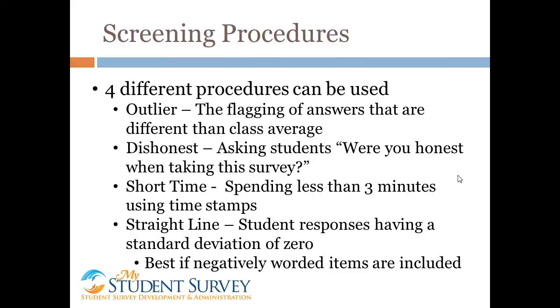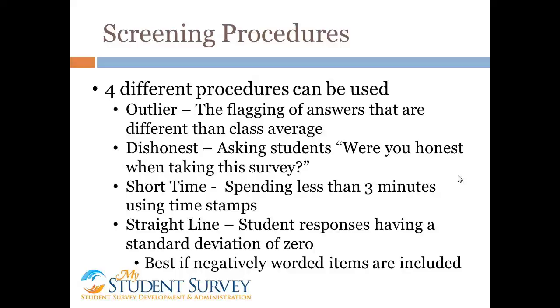The first one is using outlier removal. It's flagging answers that are different than the class average, and we've got some pretty advanced algorithms that set limits on what is acceptable, because one student answering a question differently than other people may mean they have a different experience, and that needs to still be heard. But it's when you see a consistent pattern, and we've got some ways of identifying that.